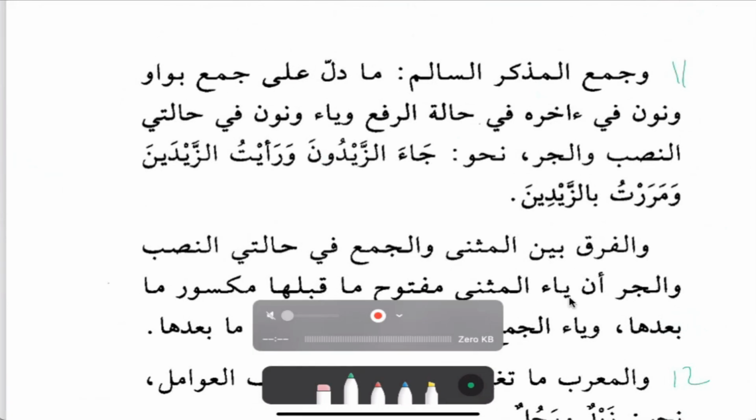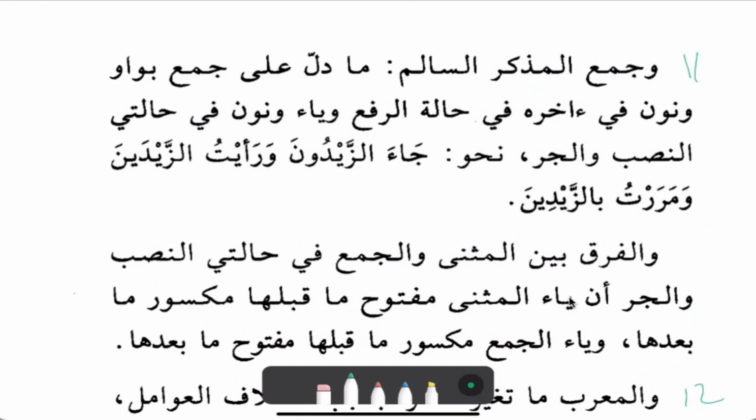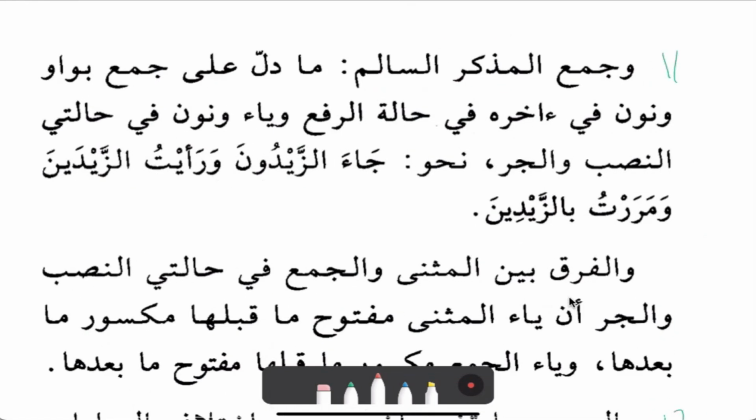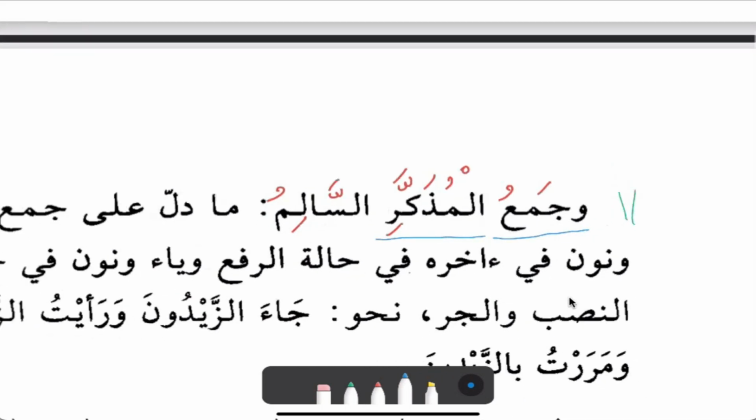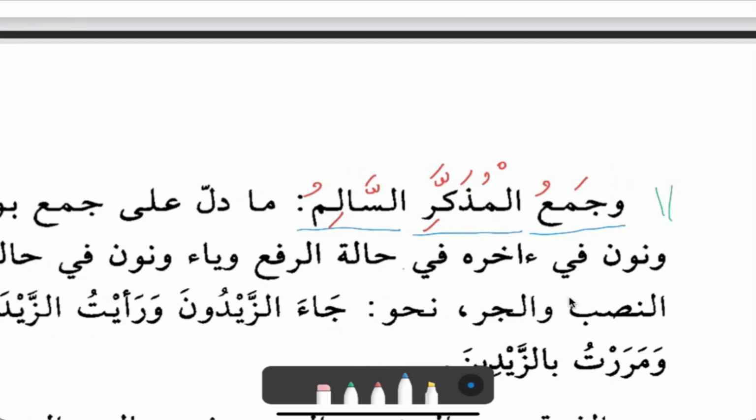He says وجمع المذكر السالم. So jama' means plural. Mudhakkar means made masculine. So it means masculine here. And salim means sound. That means not broken.